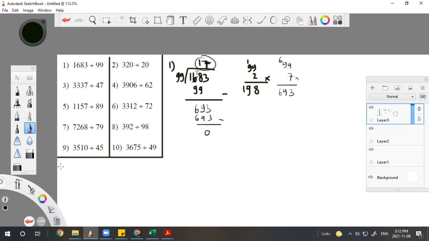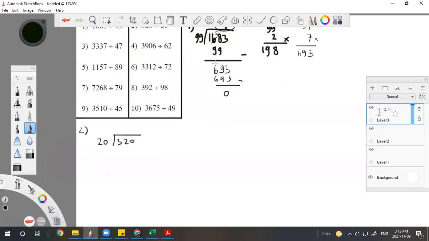How about number two? Number two is quite simple, Rachel. So please pay attention in this case. 320 divided by 20, right? So 32. 20 times something near to 32, 1. Because if it is 2, it's too much. So I put 1 here.